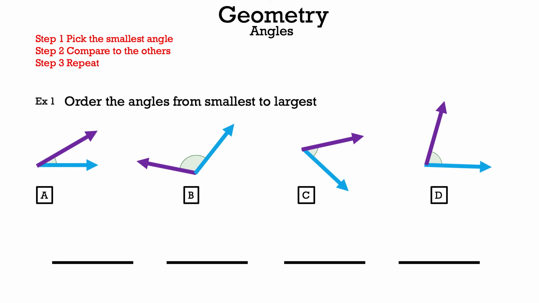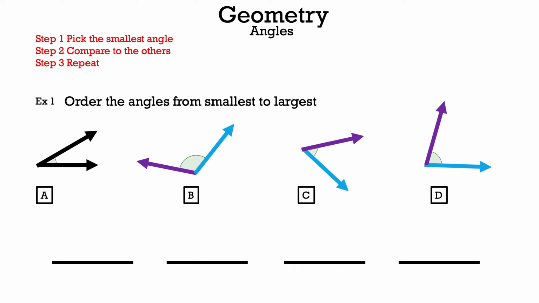Now let's talk about ordering angles from smallest to largest. So at this point, let's talk about the steps. Step 1, pick the smallest angle, because that's what we're doing, smallest. Step 2, compare to the others. And step 3, repeat. If you accidentally pick not the smallest, that's okay. But let's just pick a random one. Let's go ahead and pick A. I think that's the smallest.